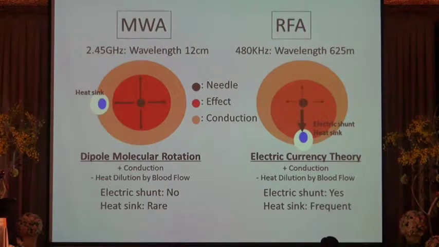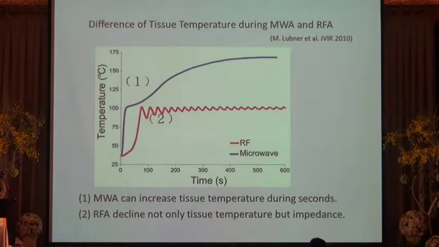Roughly speaking, the microwave needs molecular rotation to create the tissue temperature. However, the radio frequency needs some kind of electrolyte, and the electric current increases tissue temperature. That's the difference between microwave and radio frequency ablation. However, this effect is not clearly divided, but roughly speaking, microwave ablation is molecular rotation and radio frequency ablation is electric current.